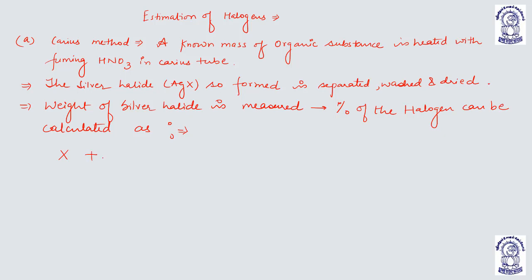The organic substance X combines with silver nitrate AgNO3 and forms silver halide AgX. Fuming nitric acid is basically used to remove all the other impurities, because fuming nitric acid acts as a very good oxidizing agent, where X is the halogen of that organic substance.